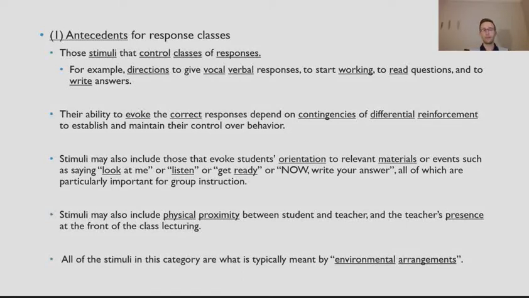All of the stimuli in this category, antecedents for response classes, are what is typically meant by environmental arrangements. So when I refer to a particular environmental arrangement, I'm saying those particular antecedent stimuli that are present, which could be influencing the current probability of the student's skill or their behavior, or challenging behavior.